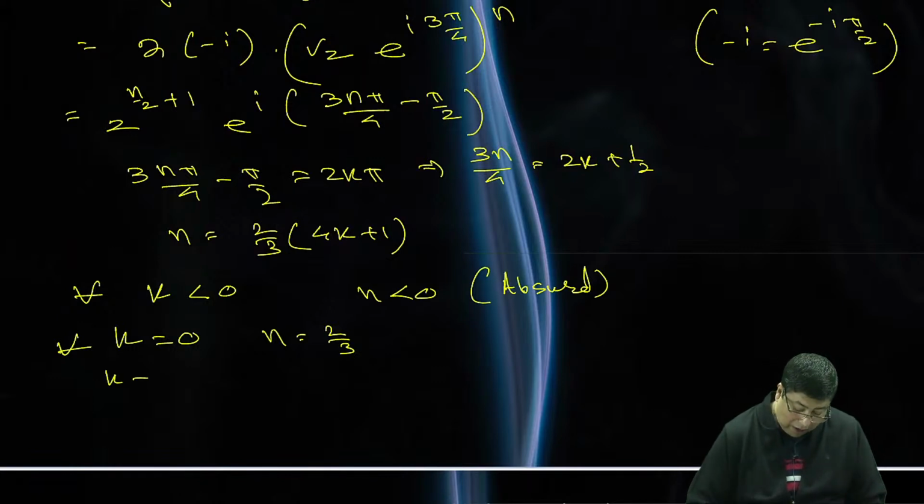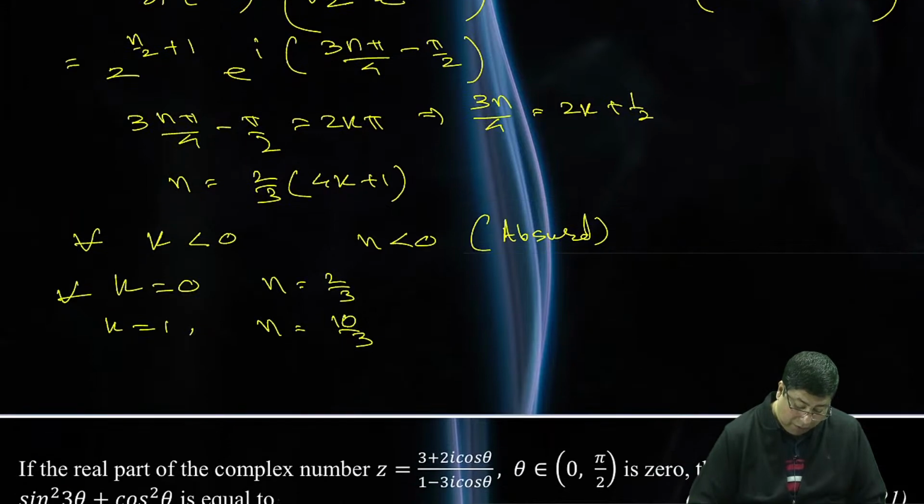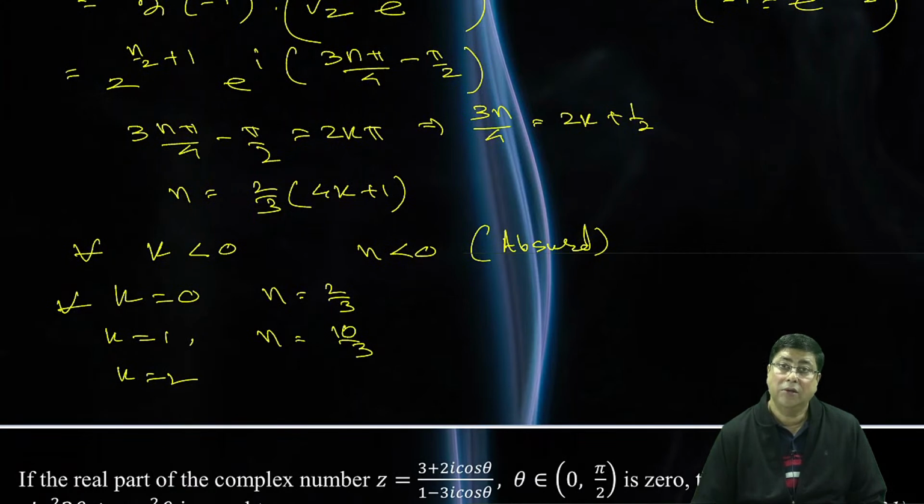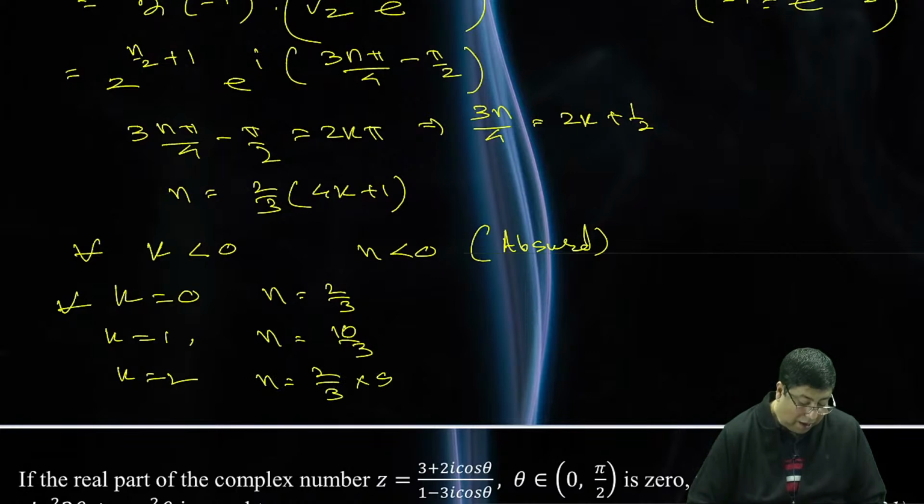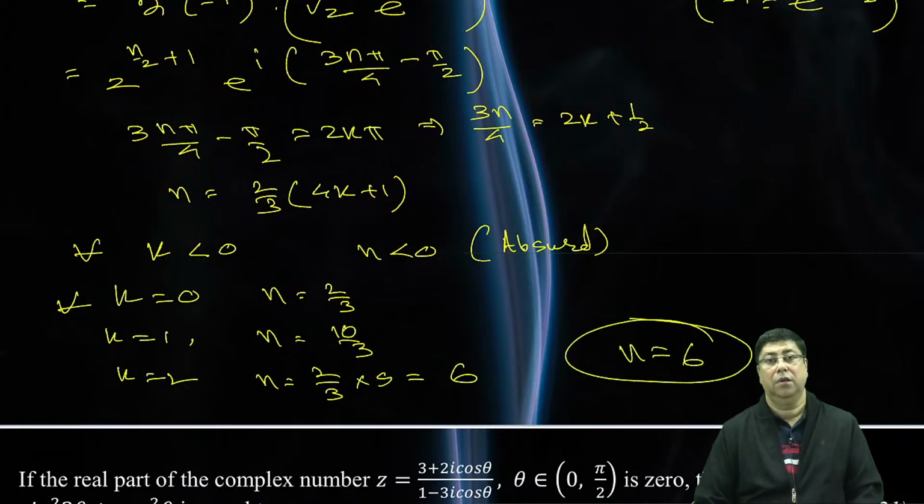If we put k equal to 1, we are getting n equal to 10/3, not accepted. There is no other way. We have to put the values of k and get the result. K equal to 2, we are getting n equal to 2/3 into 9, that is 6, which is the acceptable value. So, the least value of n is 6. Sum is over.